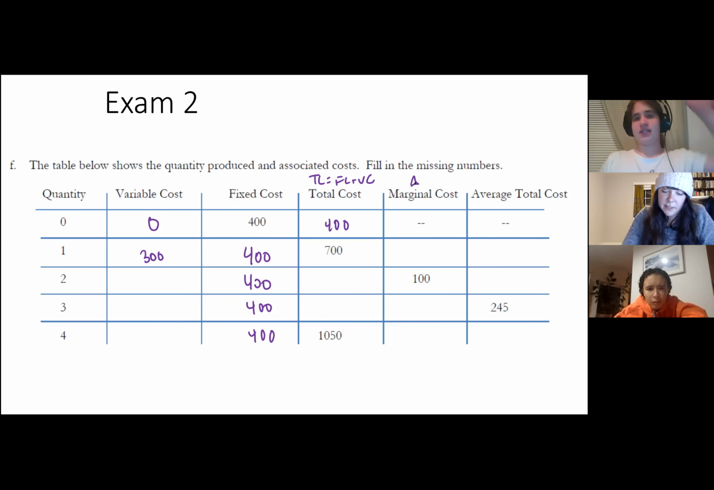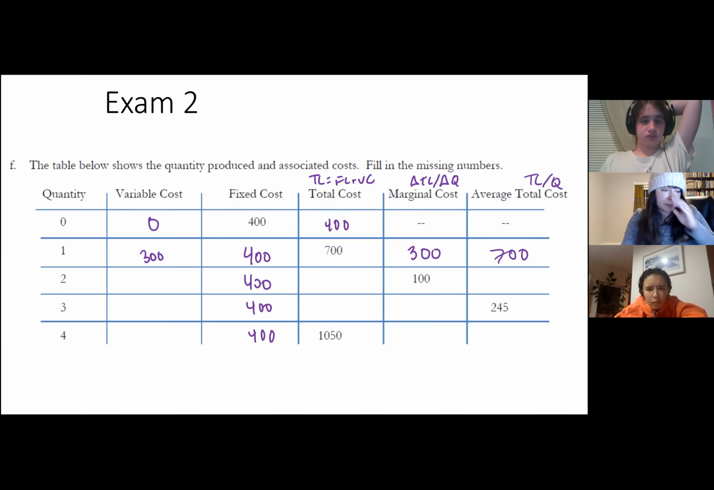Marginal cost is always going to be the change in total cost divided by the change in quantity. So total cost went up by 300 here. Quantity went up by 1, so it's 300. Average total cost is always going to be total cost divided by quantity. So 700 divided by 1, 700. At a quantity of 2, the only thing I know is marginal cost is 100. That means the difference between these must be 100. So this one must be 800. This one must be 400 because variable cost is always total cost minus fixed cost. This one must be 800 divided by 2, 400.